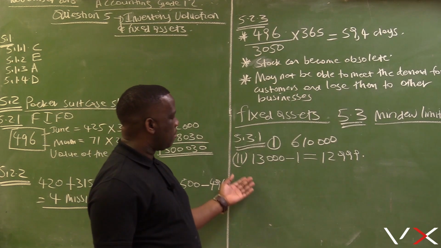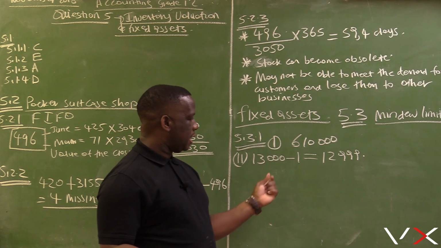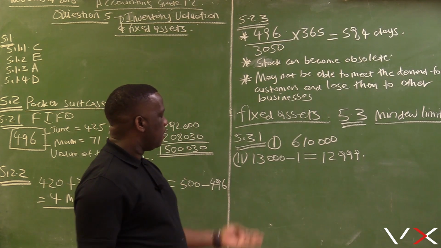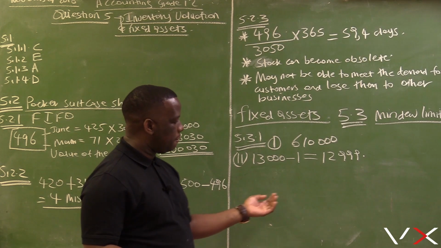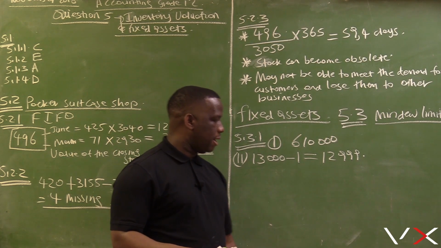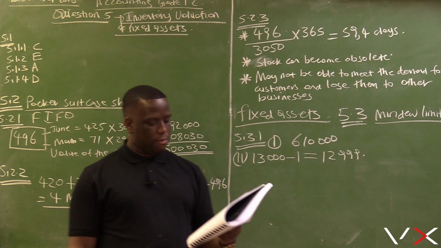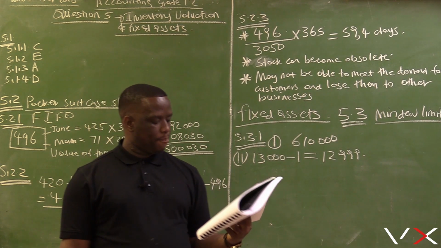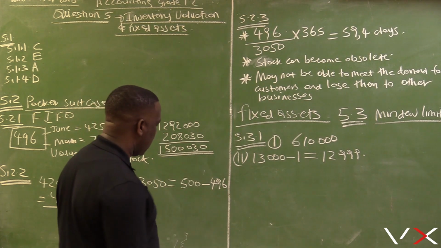According to the principles of accounting, we should at least leave an asset with a value of 1 rand. So if this asset already has a value of 13,000, we can only depreciate it by 12,999 and leave it with a value of 1 rand. So the answer to Roman figure 2 is a depreciation of 12,999.